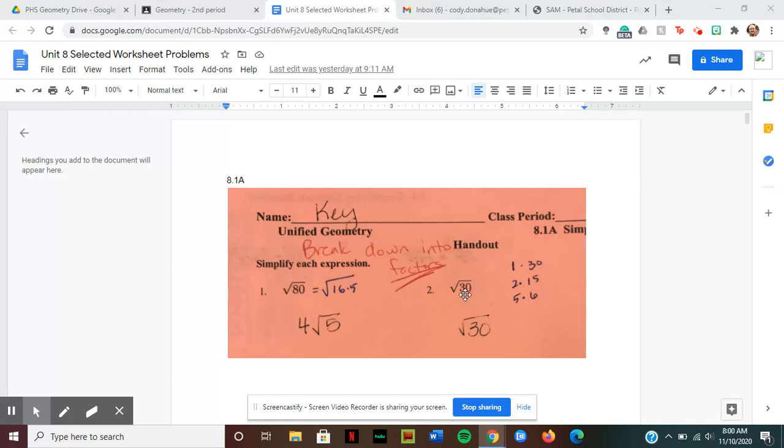Now let's look at number 2. For the square root of 30, I look at my factors and I've got 1 times 30, 2 times 15, and 5 times 6. Of all of these numbers that I just listed, none of them are perfect squares. I mean, 1 is a perfect square, but that's not really going to help us at all. Because none of these numbers are perfect squares, I can just keep this as the square root of 30.